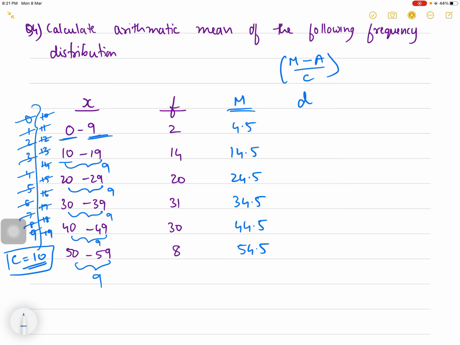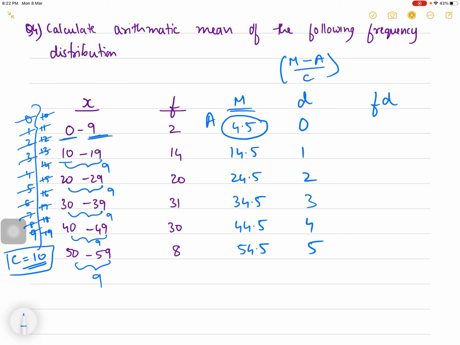I can choose any number as A from the midpoints. I'll take the smallest number as A so that my calculation becomes easy. So 4.5 minus 4.5 is 0. 0 divided by 10 is also 0. Then 14.5 minus 4.5 is 10. 10 divided by 10 is 1. 24.5 minus 4.5 is 20. 20 divided by 10 is 2. Then 3, 4, 5.